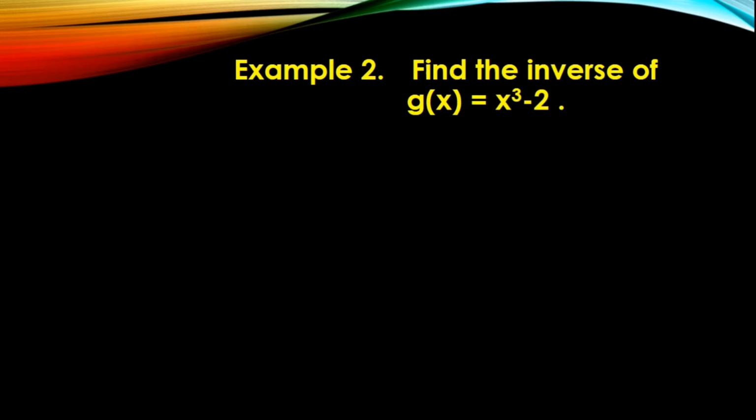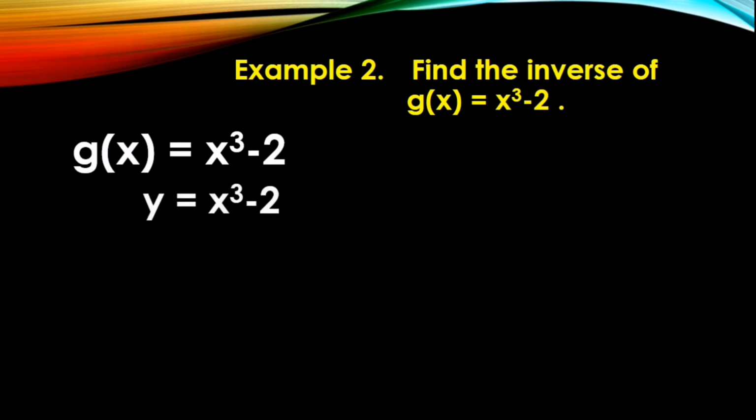Example number 2. Find the inverse of g of x is equal to x cubed minus 2. Again, our given is g of x is equal to x cubed minus 2. We will write this in the form y is equal to f of x. So we have y is equal to x cubed minus 2. Then, interchange the variables x and y. So we will solve for y in terms of x.